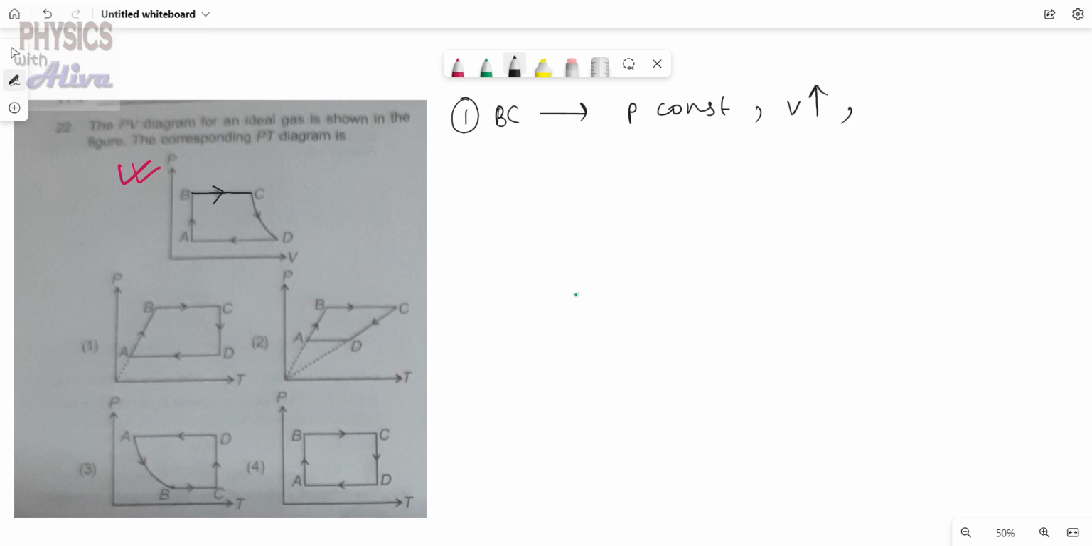Okay, we know from gas equation PV is equals to nRT. Here P is constant, nR is constant, and V is increasing. That means T should increase. So we can write T will increase.